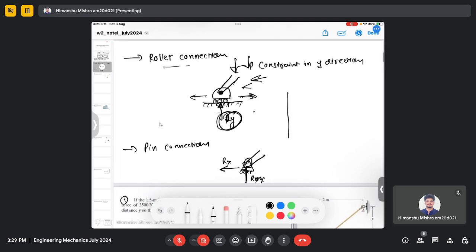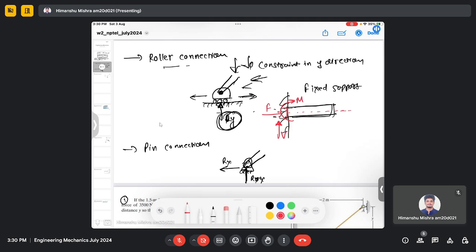Then there is a fixed support. So this is a wall and there is a fixed support here. In such a support, we have an axial force, which means it acts along the axial direction. Then there will be a shear force V, a vertical component of force, and then there will be a moment as well. So these three things will be acting at the end of this beam.